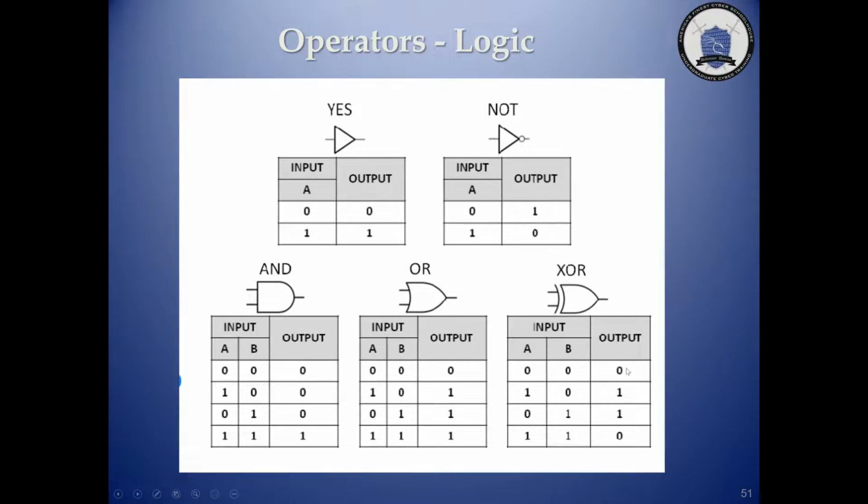Exclusive OR is right down the middle. It's 50-50, right? So one or the other, but not both. One has to be true and not the other, or the first one is false and the second one's true, for you to get an output of true. So let's go ahead and do an example of that.